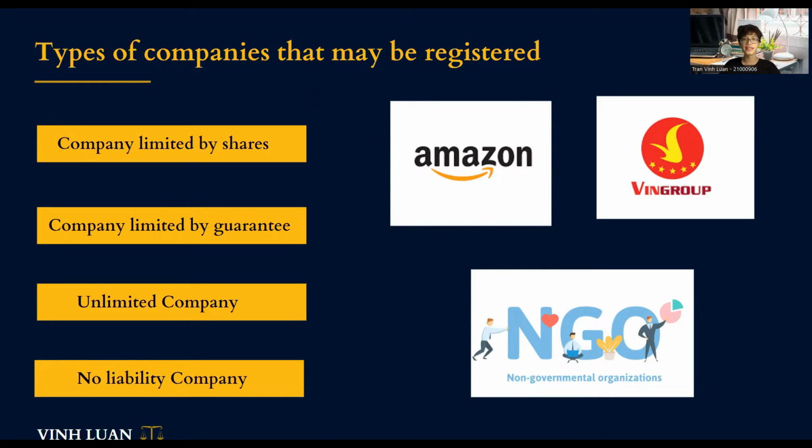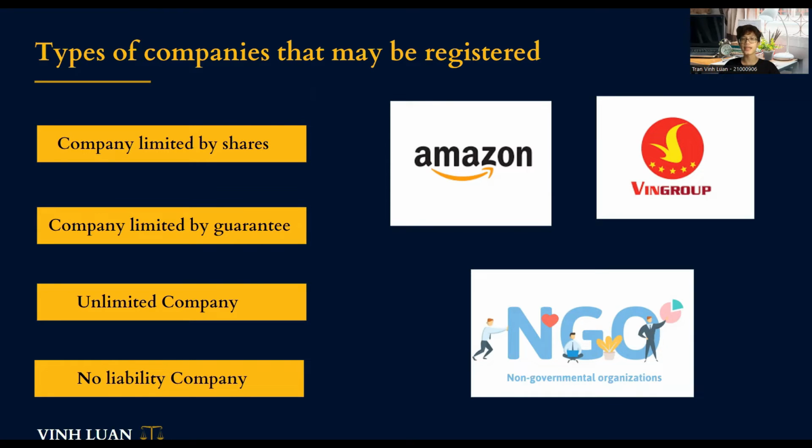Which types of companies may be registered? In this part, we will discuss four types of companies. First of all, it is the company limited by shares, the most common type of corporate structure, in which the company issues shares to raise its capital. So it is very easy to see such companies in daily life. Amazon, Starbucks, or Vingroup are examples of companies that are limited by shares.